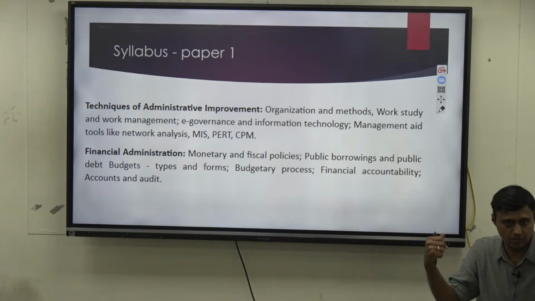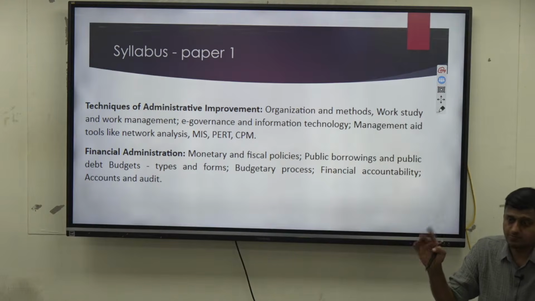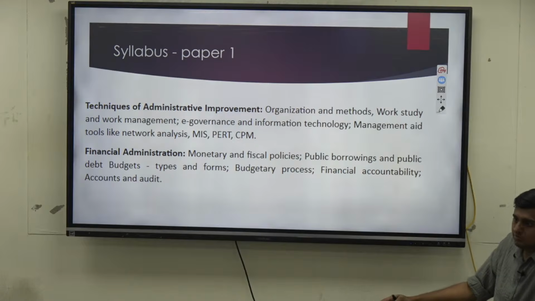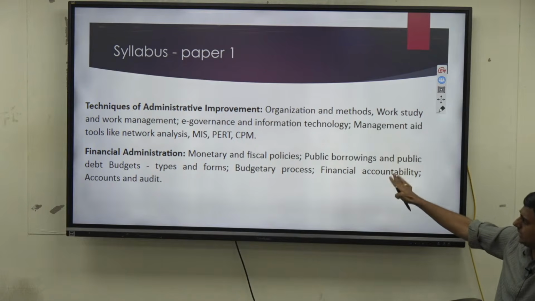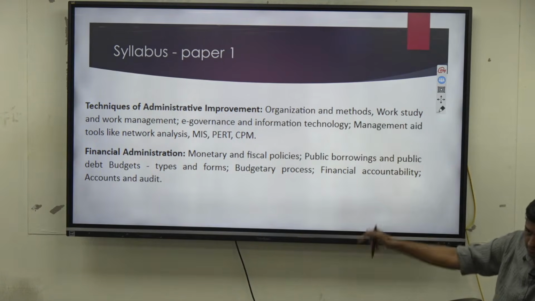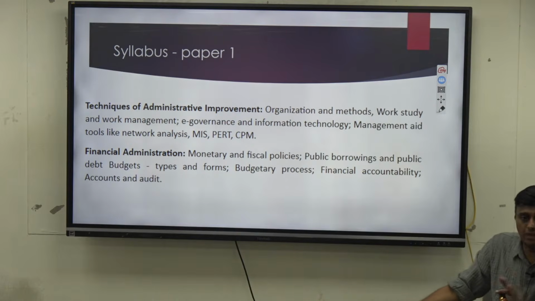FRBM Act. Recall, what is FRBM? Fiscal Responsibility and Budget Management Act. Those things we'll study. And e-governance, everything is in your techniques of administration. This is largely the theory part.